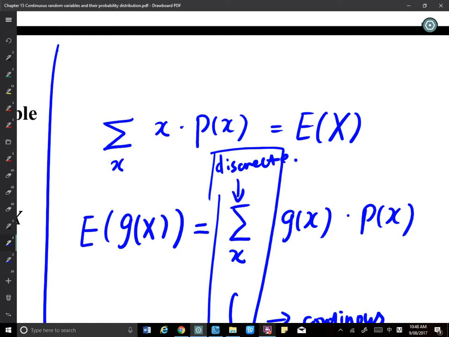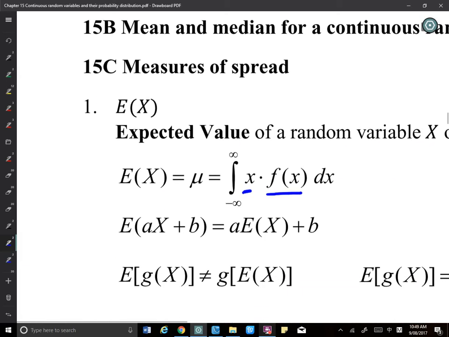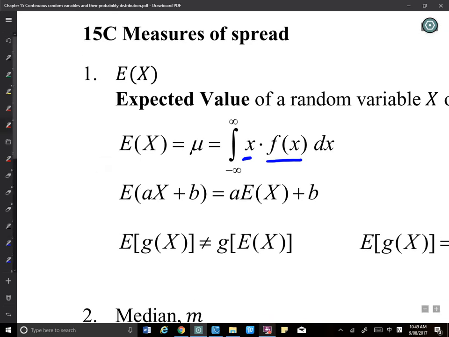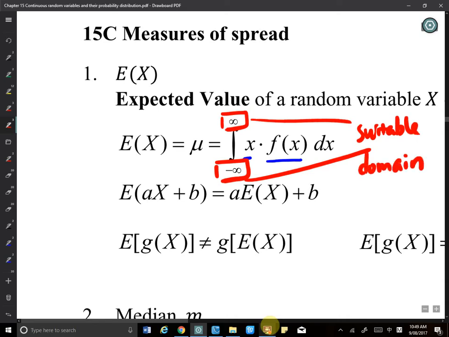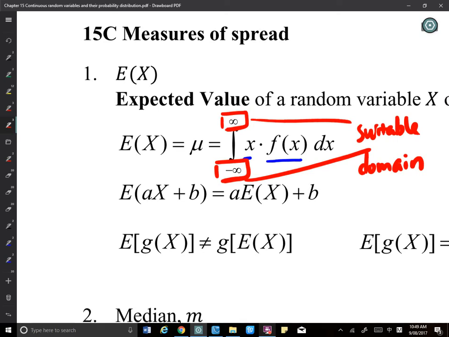For a discrete random variable, you have the mass function, represented by p(x). But for a continuous random variable, what you have is not p(x). You have f(x), which is the density function. So you use the x times the f(x). And be aware of the integral. Although I wrote negative infinity to positive infinity here, this must be written with a suitable domain. As I talked about last lesson, the area under the curve is not negative infinity to positive infinity, because for some x you have 0 area. So it's a suitable domain.